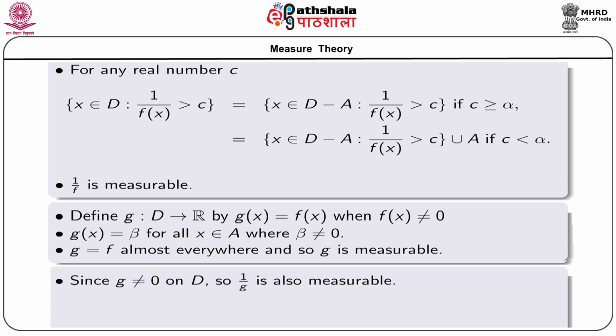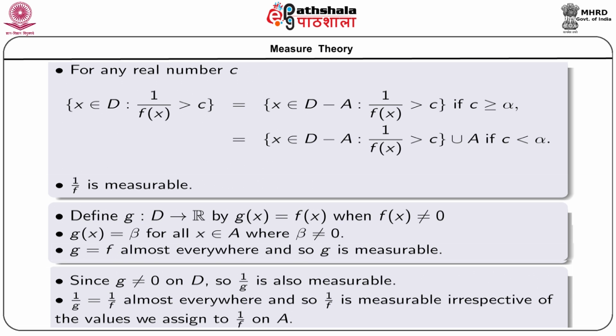Now, g is not equal to 0 on D, so 1 by g exists and we know that 1 by g is also measurable. But 1 by g is again equal to 1 by f almost everywhere. So, from the measurability of the function 1 by g, it now follows that the function 1 by f is also measurable irrespective of whatever value we assign to 1 by f on the set A.